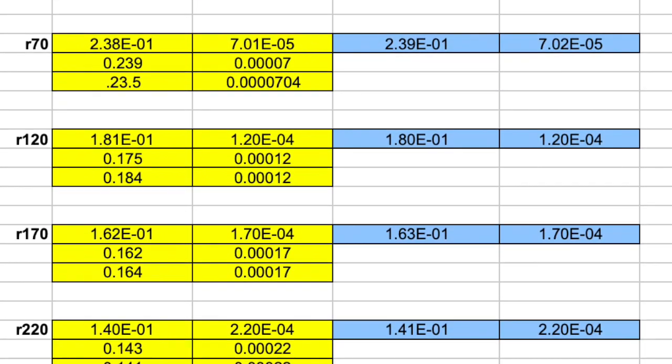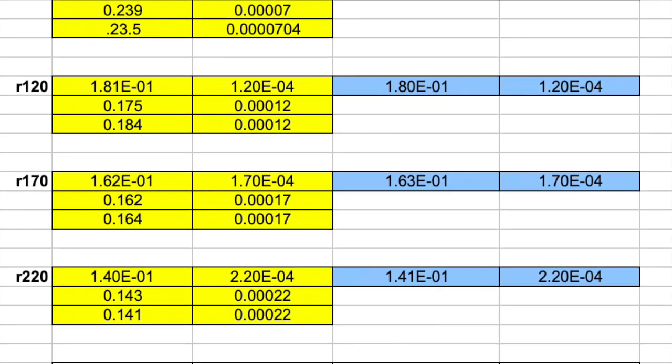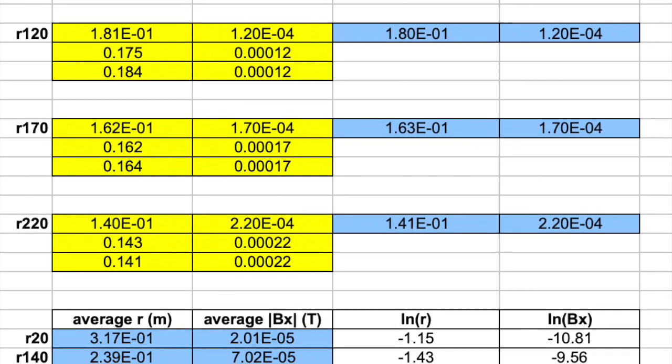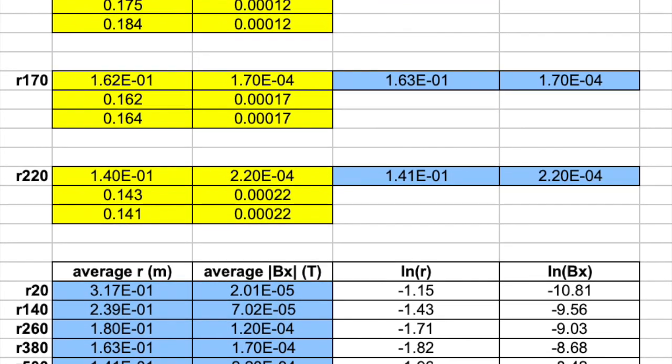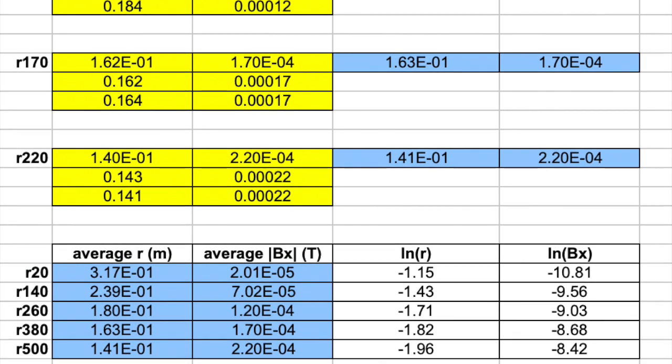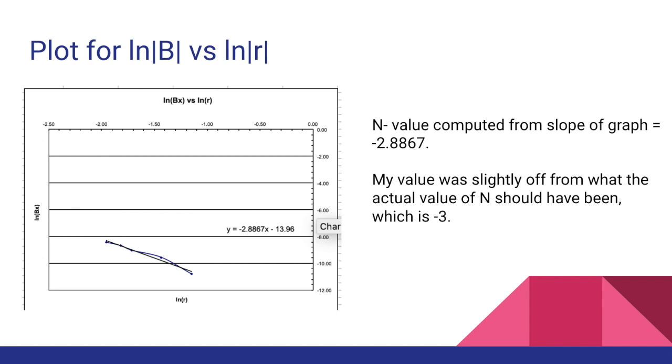This data would then be used to plot a graph of ln of the X component of the magnetic field versus ln of the separation distance between the magnet and the sensor. Here's the plot. The equation for this line is the natural log of the X component of the magnetic field is equal to the natural log of the K constant plus the distance dependence times the natural log of the separation distance. As you can see, the slope of this line is equal to the distance dependence.